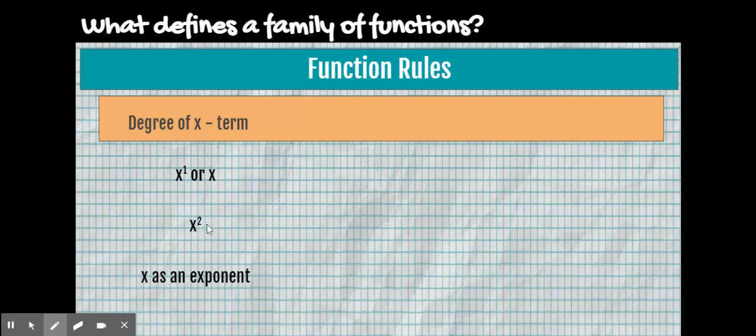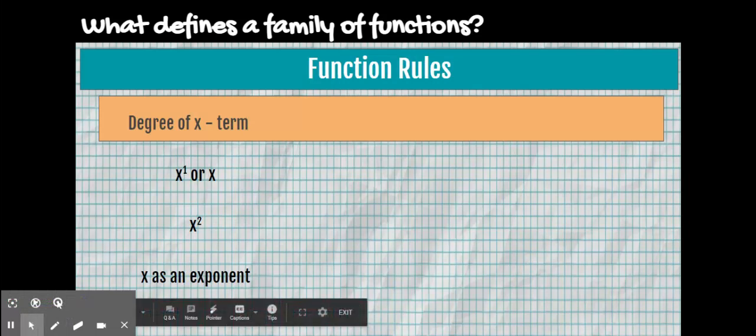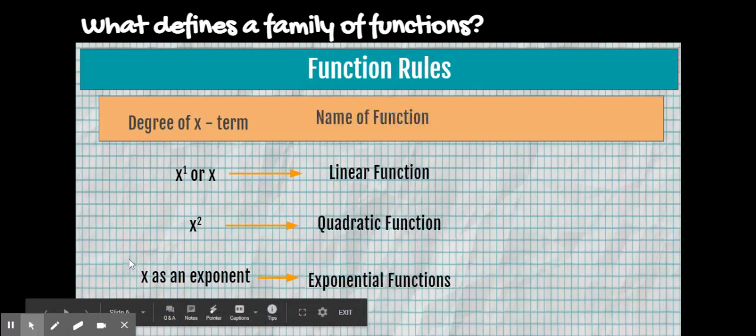When I have an x squared, when the value is being multiplied by itself in this machine, that creates a different family. And when x is actually the exponent of a factor, that creates a different family. So those all have names. Every family has a name. So let's look at those names. And those names are the 3 function families that you're going to study between 8th and 9th grade.